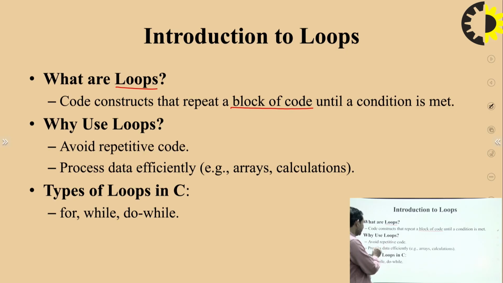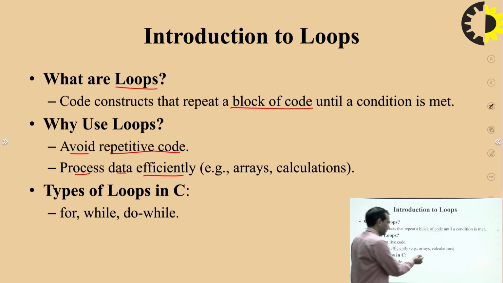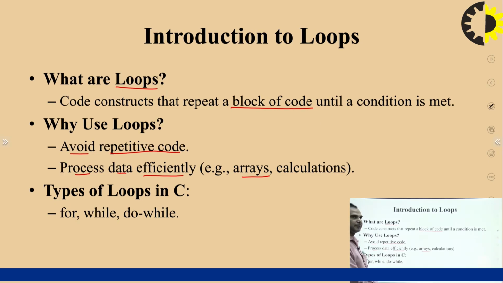Why do we use loops? Because they avoid the repetition of code. If some lines have to be repeated again and again, we write those lines inside the loop only one time and they will be printed. Second, it processes data efficiently. Suppose we have to calculate the sum and average of the marks of 5 subjects. It is better to declare an array and use a loop so that we can process the data, find the sum, and calculate the average.